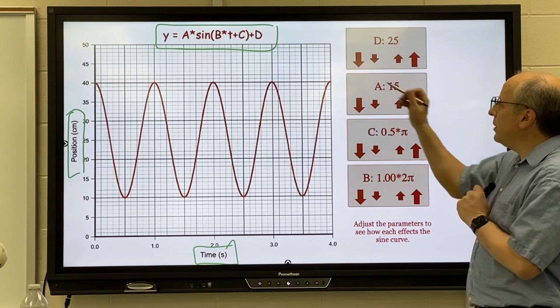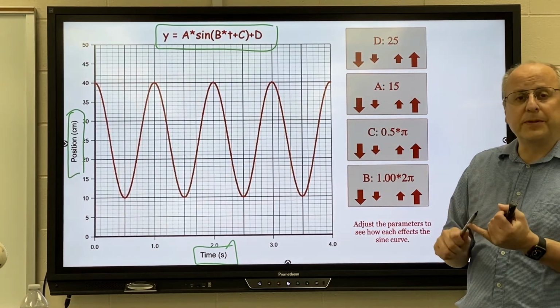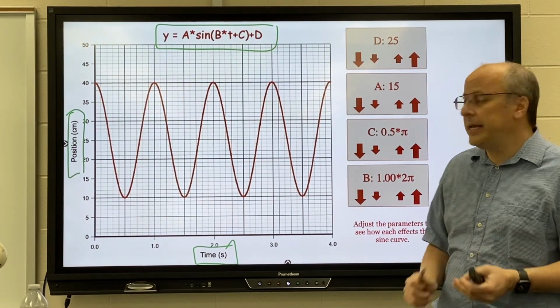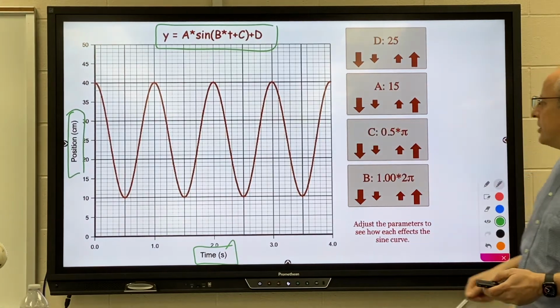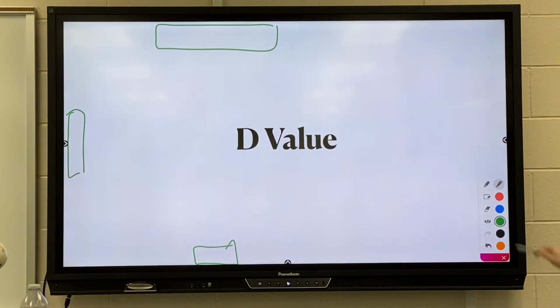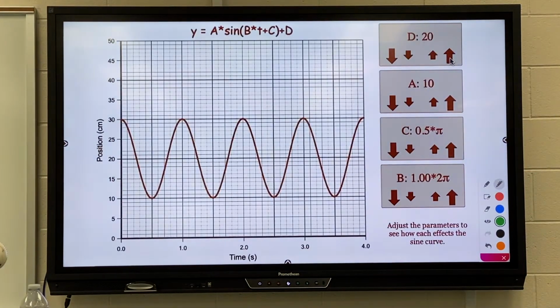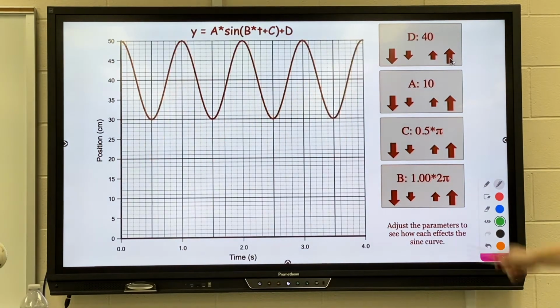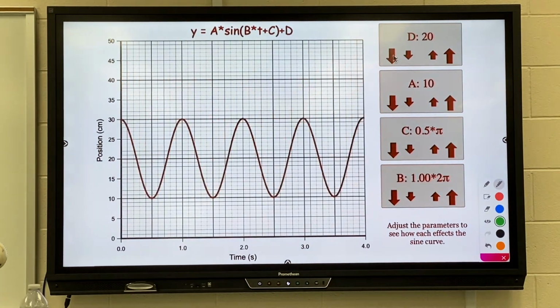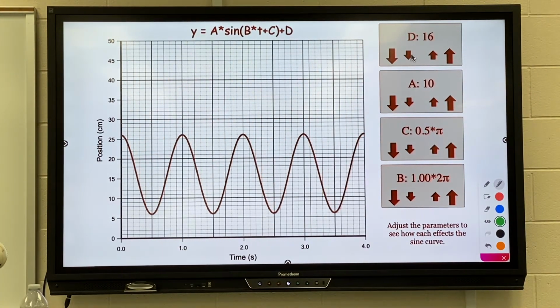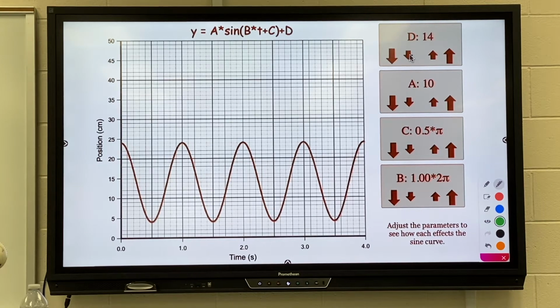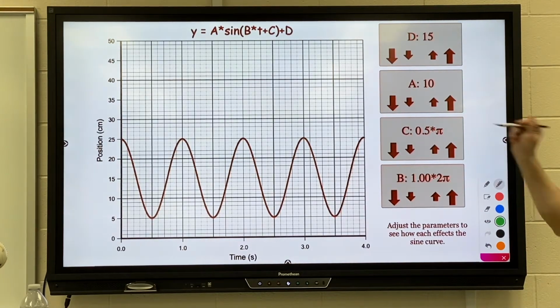Okay, we want to know, what do these things do? What is the purpose of A, B, C, and D, and how does it affect our sine curve? Let's start with the D value. Right now our D value is 20. Watch what happens to the graph as I change it. 30, 40, 20, 19, 18, 17, all the way down to 15.